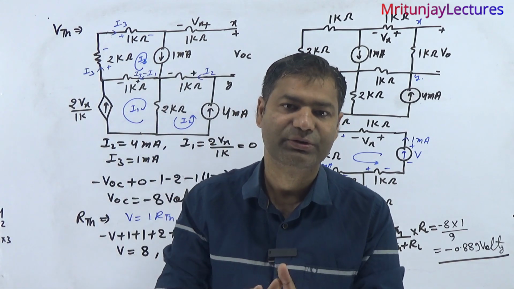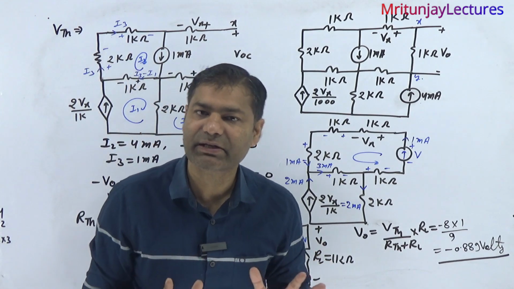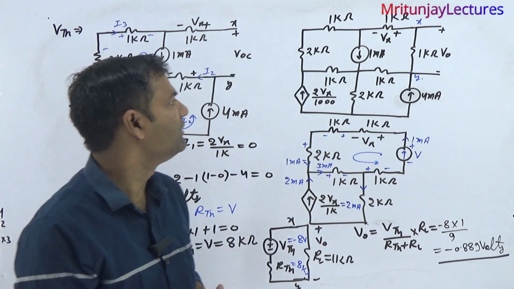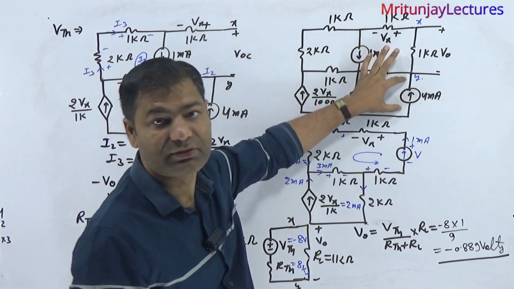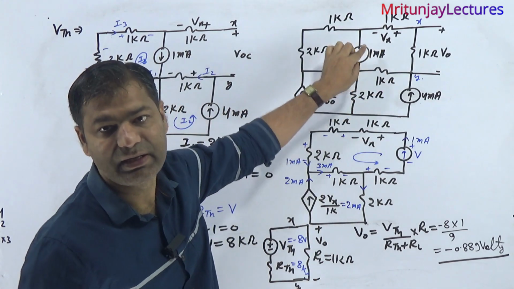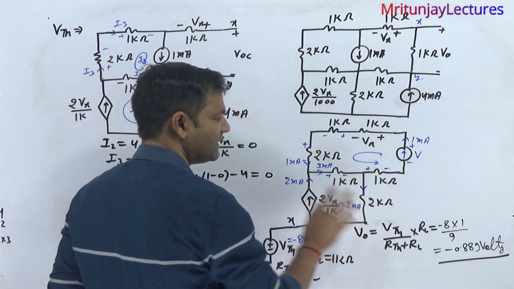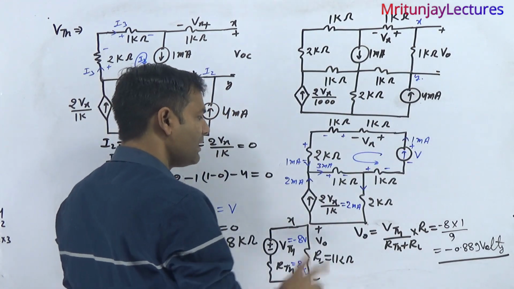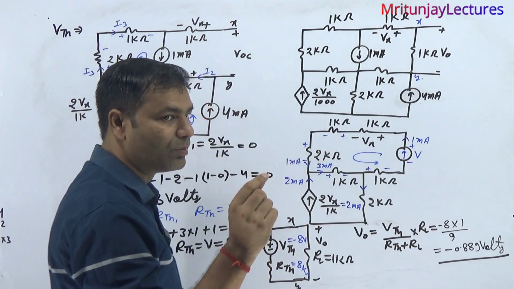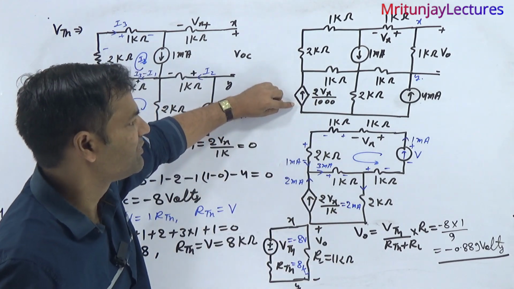After that our motto is to determine RTH. To determine RTH, all independent sources are reduced to 0. If all independent sources are reduced to 0, a current source becomes an open circuit. Clear? So this is open circuit and this one is also open, so we remove this one and this one. And here there is a voltage dependent current source available.